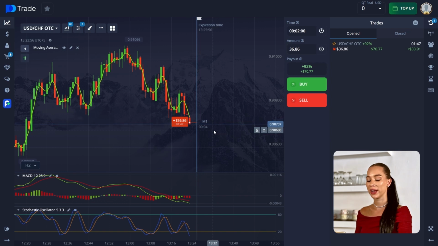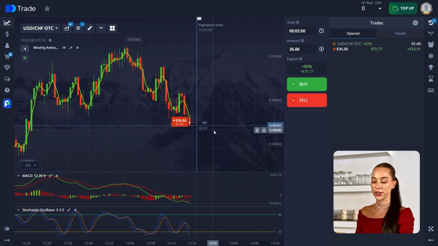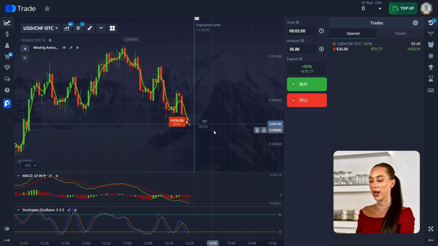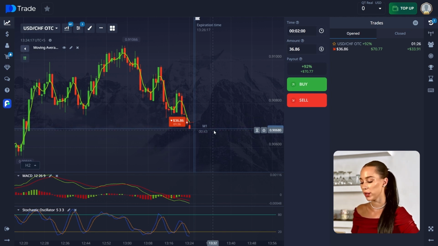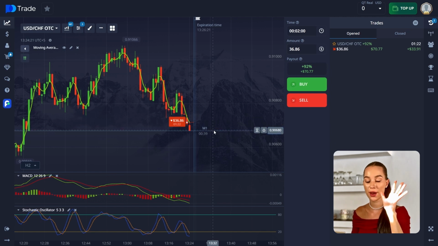I think you already understand the logic of this indicator, like what we need to see on the indicators to open a trade. So now I want to tell you more about the moving average indicator first, and then we can go to another one, so you will understand more about this, and maybe it will help you as well to trade with these indicators. So while we wait for our trade to close, I will tell you more about the moving average indicator.